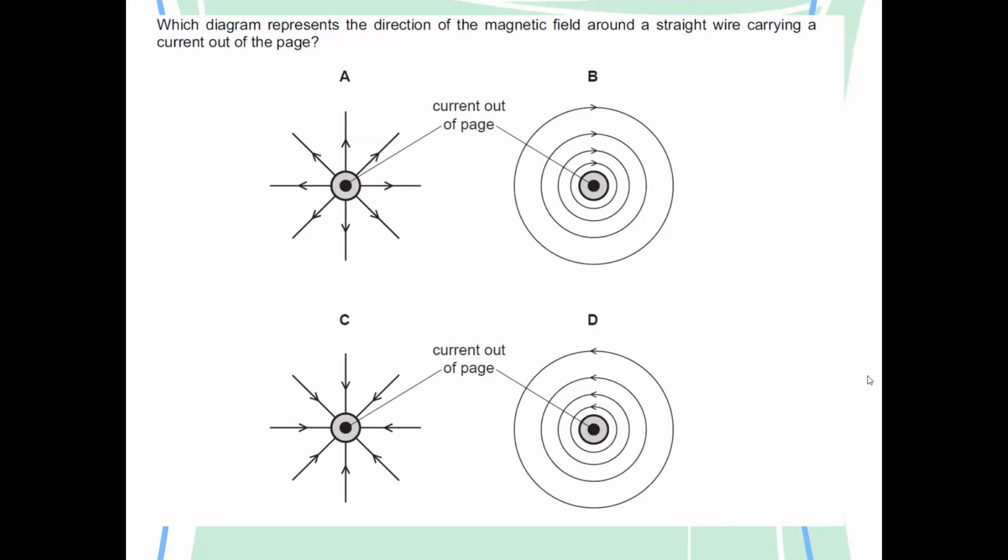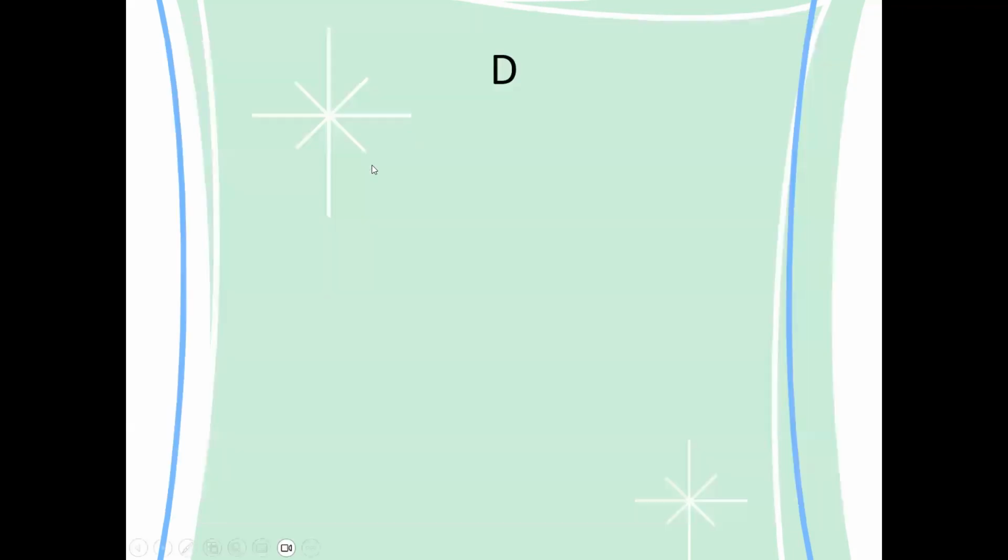You can use the chat to answer this. So the right answer for this one, if you apply the rule, because the current is out, the thumb should point towards you. So when we apply the right hand grip rule, it will come out as option D.